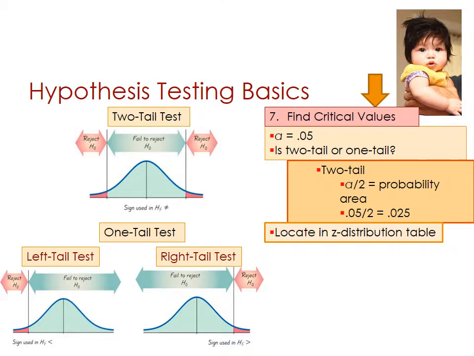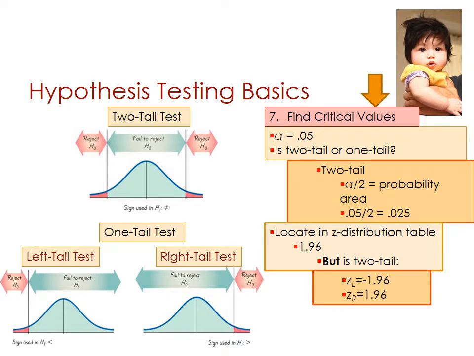Okay, now we go through and locate 0.025 in the z-distribution table. Remember again, you're working with the probability, and you're looking to find the z critical value. So you're going to be looking at 0.025 in the body of the table. When you do that, we get 1.96. Okay, but this is a two-tail. So if we're working with our z-distribution, we're going to need to have it on either side. So negative 1.96 and 1.96 are going to be our two z critical values.